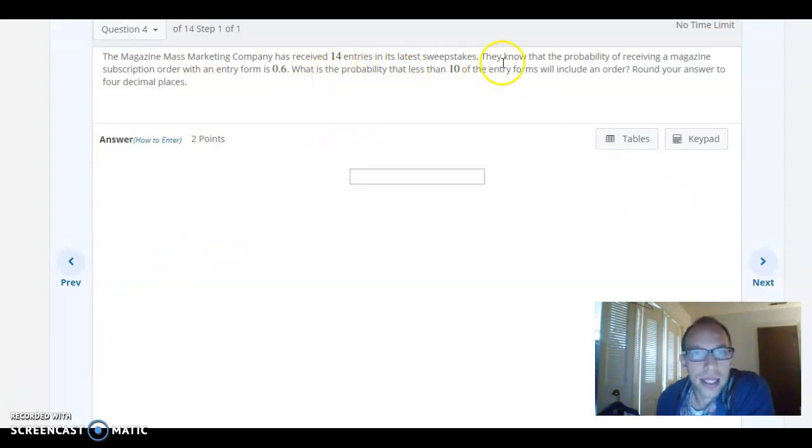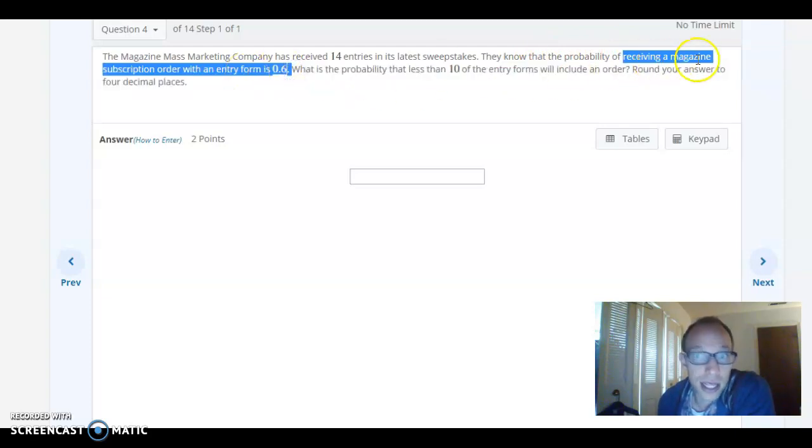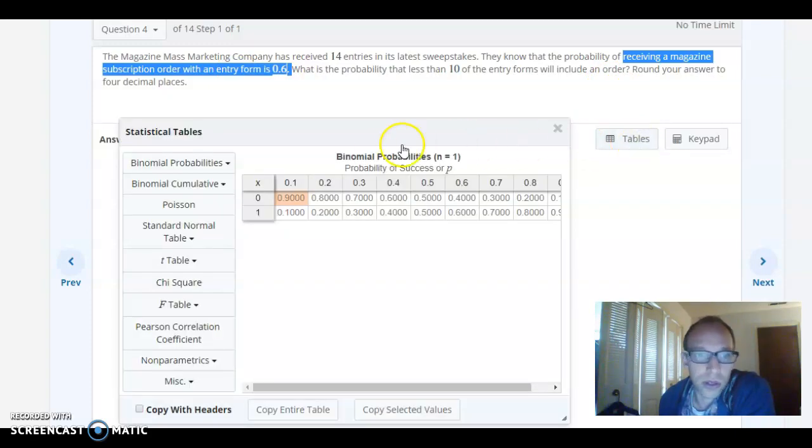So I think in this problem, the biggest thing would be identifying the fact that we're dealing with a binomial distribution, because there are either two situations. Either they receive a magazine subscription order with an entry form, or they don't. And so to do that, we would grab the binomial cumulative.